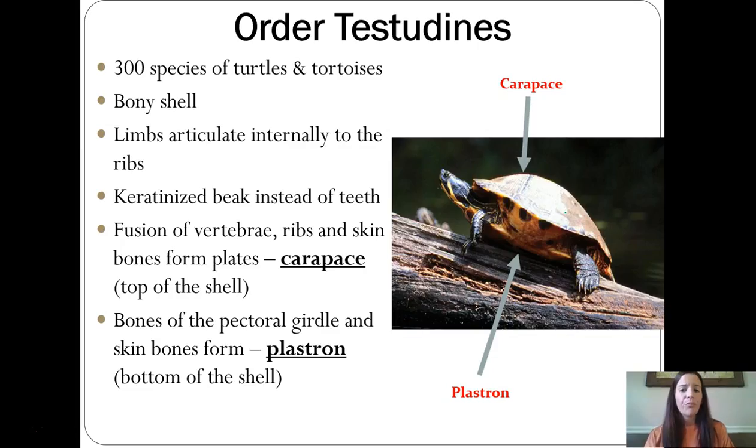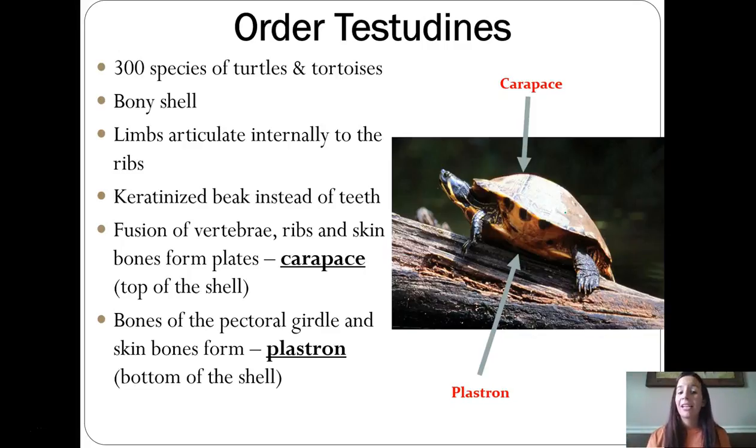So let's start getting into some of the orders. So order Testudines, these are turtles and tortoises. They have a bony shell, and their limbs are actually internally attached to the ribs, which are attached to the shell.